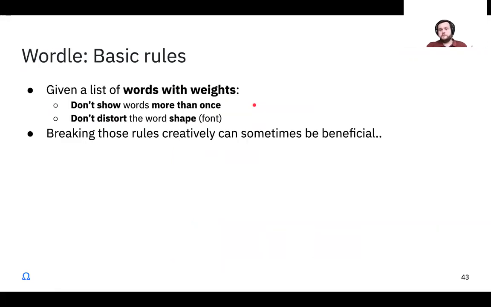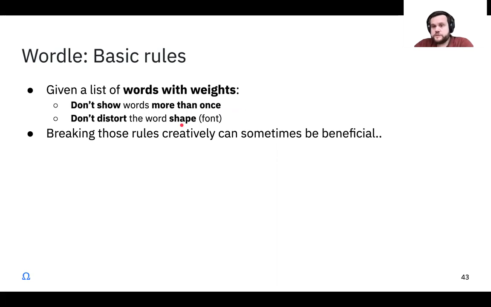Basically, we're doing this bin packing, given a list of words with weights. We have our words that we want to display, and we have the weights, which are generally the frequencies. There can be other methods to do this, but the basic one is the word frequency. The rule is that you shouldn't show words more than once. Each word should be encoded exactly once. And you shouldn't distort the word shape, so if you have the font, you shouldn't stretch it horizontally or vertically.